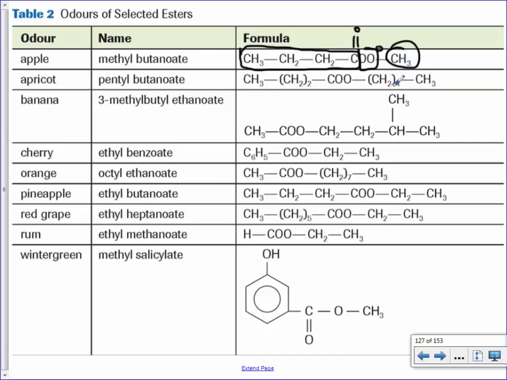No, I don't understand how that's like one of the R's, because it's just a CH3. CH3 is methyl? Yeah, but it doesn't make sense. Is that a branch? Okay, good question.